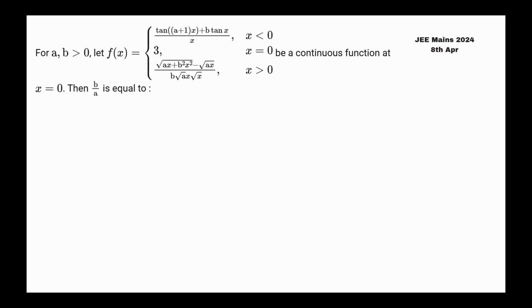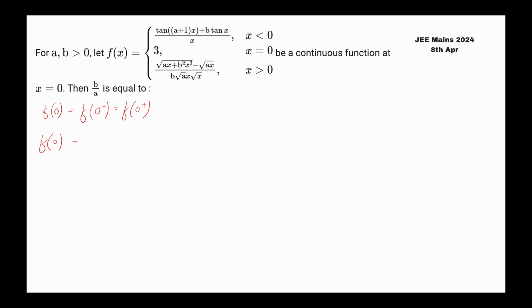Let's look at another question. What they've told us for a and b, again a and b are the unknown variables in the functions that have been given to us, and they've told us that this function is continuous at x equals to 0. Then what is my b by a? So basically what do I have to find out? My f of 0 would be equal to my f of 0 minus would be equal to my f of 0 plus. So if this equation is satisfied, that means I can say my function is continuous.